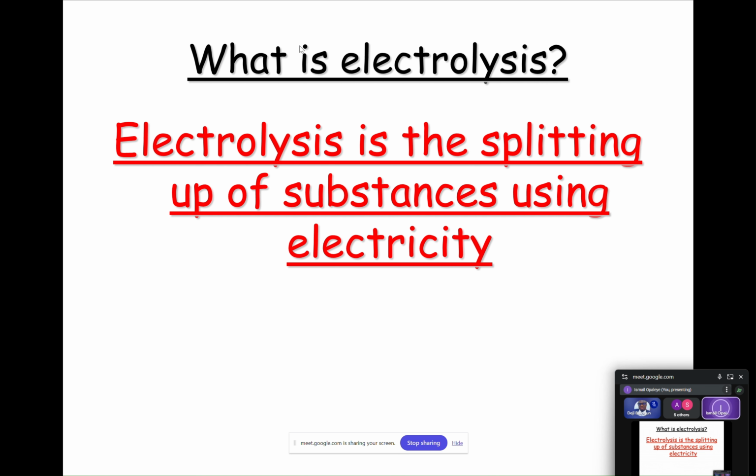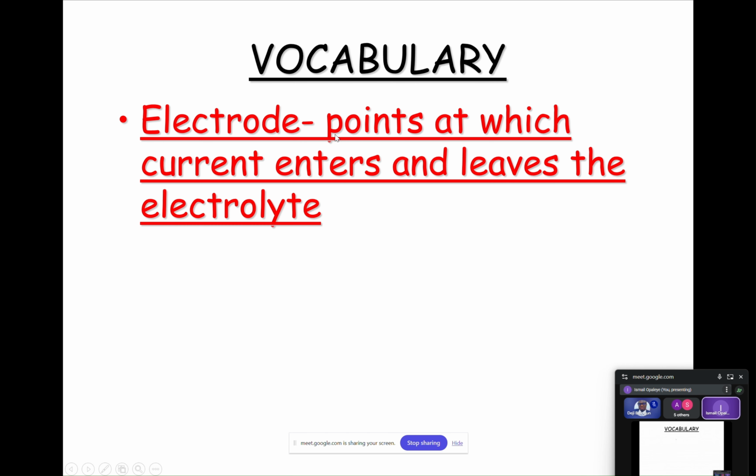Direct electricity here, so that is electrolysis. Okay, so you need to know some vocabs. So electrodes, you need to know what electrodes are. These are points at which current enters and leaves the electrolyte.